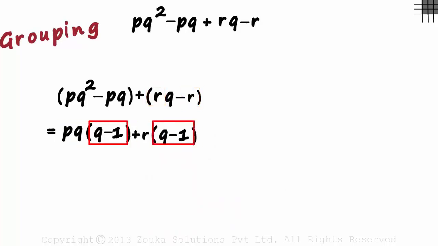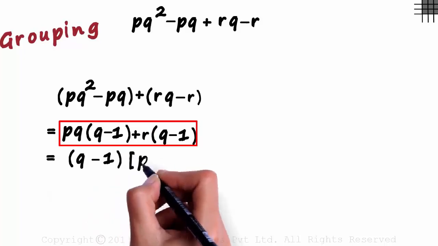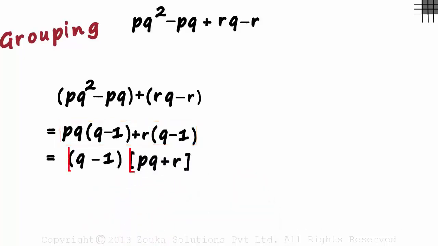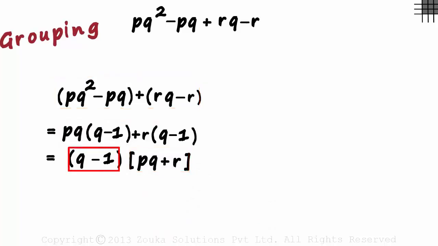Now observe this expression. q minus 1 is common to both the terms. So we write the expression as q minus 1 multiplied by pq plus r. So these are the 2 factors of this polynomial, q minus 1 and pq plus r.